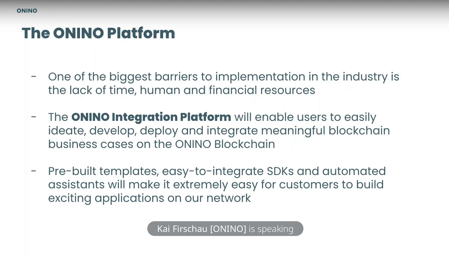We'll also have easy-to-integrate SDKs. That means, for example, I have my business application built in C# or JavaScript or any other programming language, and then there's a suitable package from ONINO that you can directly integrate into your application. And Java, I just saw in the chat, yeah, that's also on the agenda. We will also have automated assistants that will make it very easy for every customer out there to build exciting applications directly on the ONINO network, and therefore bring a lot of applications to the network.